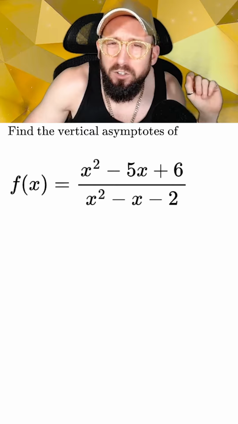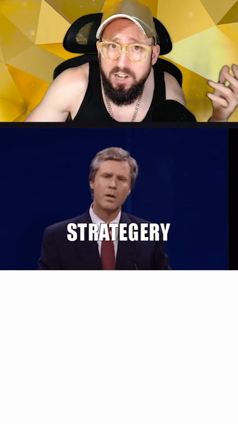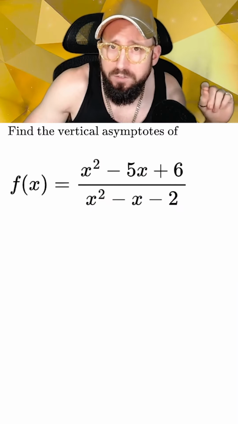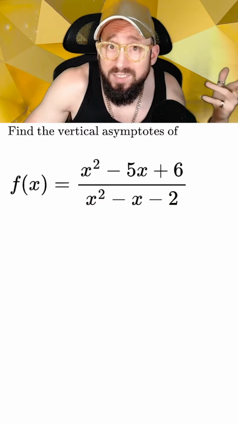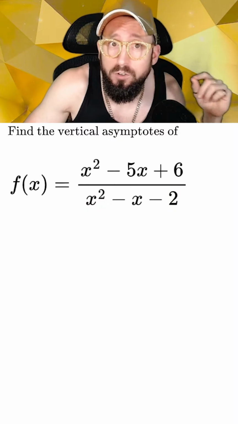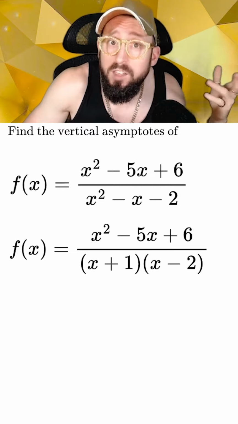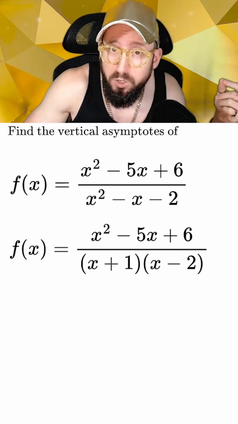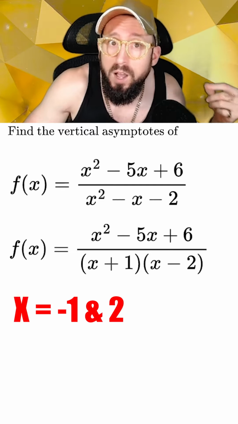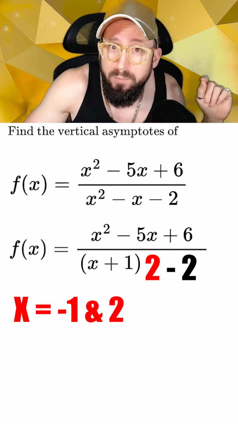Sometimes functions will be a little tricky and require some extra work. However, the strategy is still the same. Just try to find out what values of x make the denominator equal to 0. In this case, we can factor the bottom and see that it turns into x plus 1 and x minus 2. This would lead us to believe that the function has vertical asymptotes at x equals -1 and x equals +2, since either number will make the denominator equal to 0.